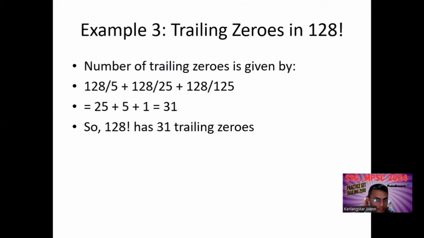Example 3: trailing zeros in the factorial of 138. So we'll see here.